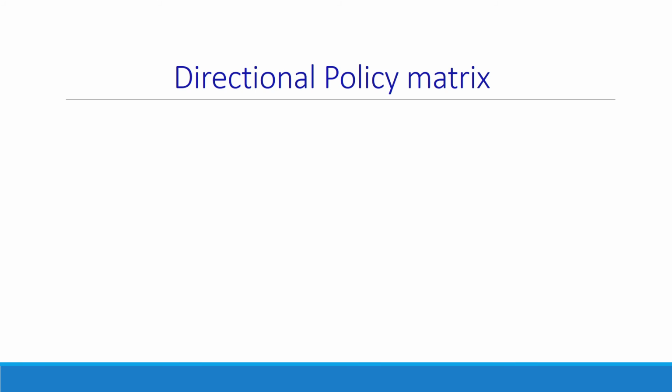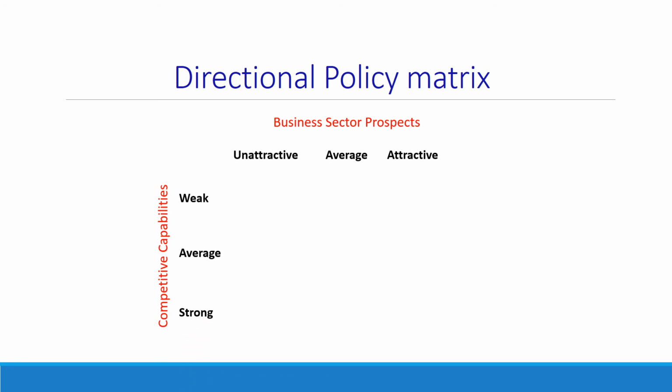The Directional Policy Matrix, or the DPM. It is developed by Shell Chemicals UK, and they use two dimensions: the company's competitive capabilities and the business sector prospects. They use these dimensions to choose the strategies. Each of these dimensions is further divided into three degrees. The competitive capability is divided as weak, average, and strong, and the business sector prospects are divided as attractive, average, and unattractive.